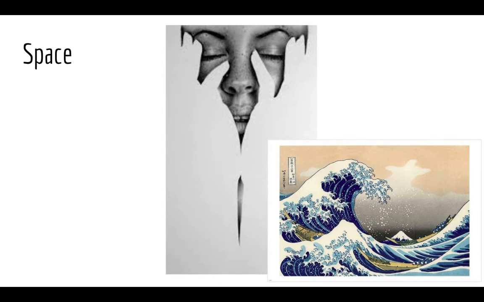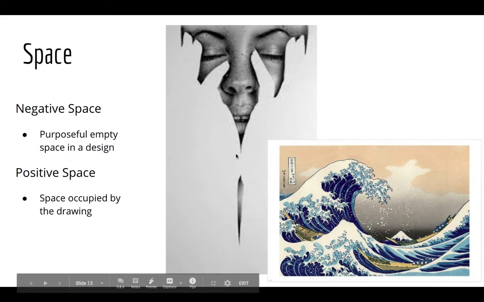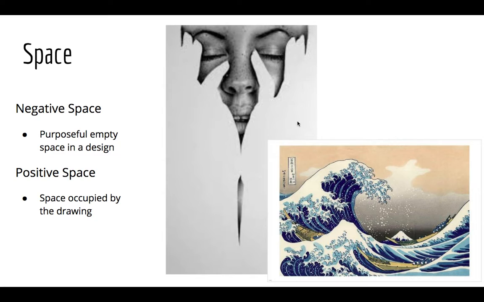Space. So, when we're talking about space, I think it's a little bit trickier at times. So it's good to add a couple other vocabulary words with this to really understand space. Those are negative space and positive space. So take a look at this drawing here. What do you think is the positive space and what do you think is the negative space?